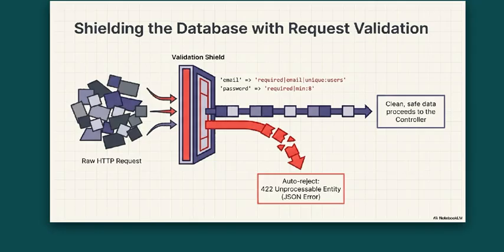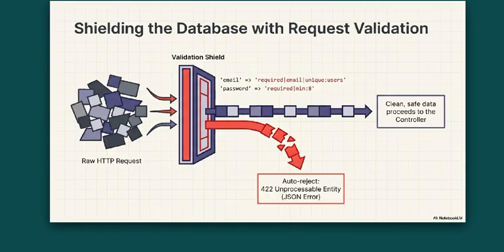Email: required.melanique.users. Walk me through the mechanics of that specific rule. It is a gauntlet with 3 specific gates. The payload arrives. The shield checks the first gate, required. Does the payload even contain a field labeled email? If it is blank or missing, the payload is rejected.